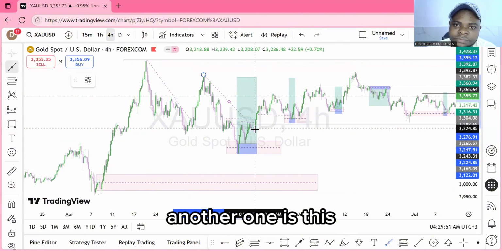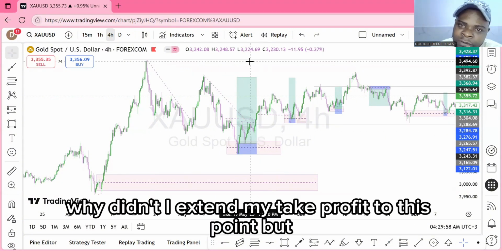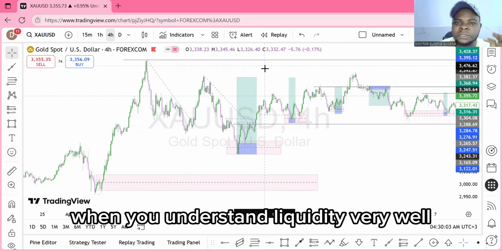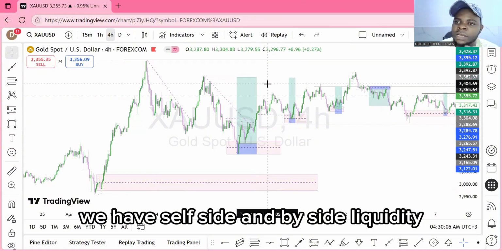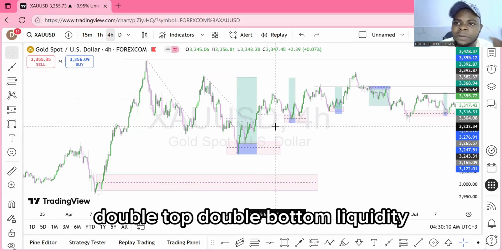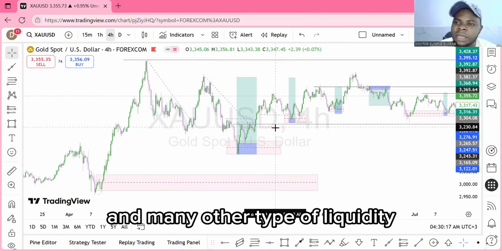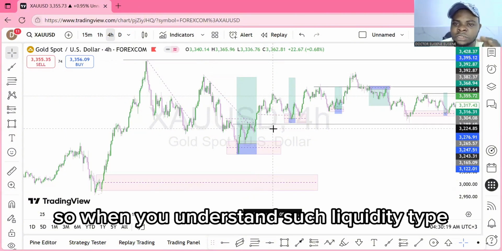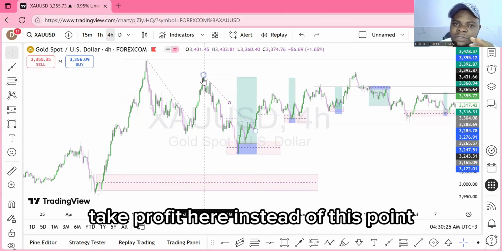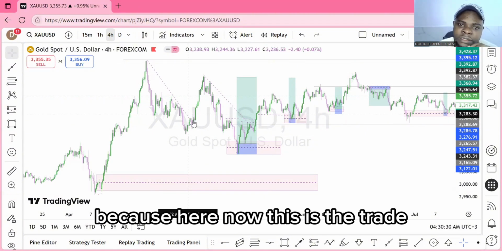Another one is this. I know a lot of people will be like, why didn't I extend my take profit to this point? But when you understand liquidity very well, we have sell side and buy side liquidity, trend line liquidity, double top, double bottom liquidity, and many other types of liquidity. So when you understand such liquidity types, you will understand exactly why I put my take profit here instead of this point. Okay, because here now, this is the trade.